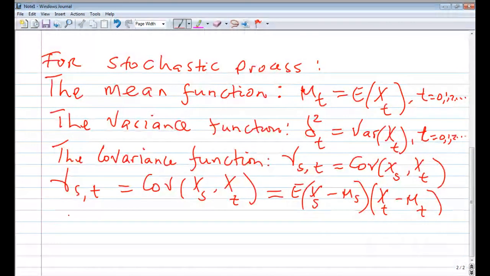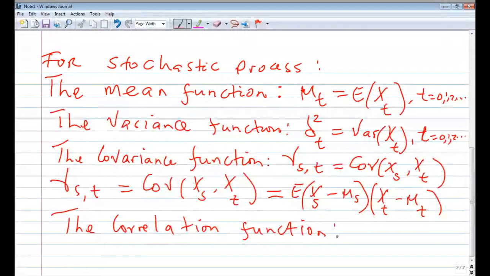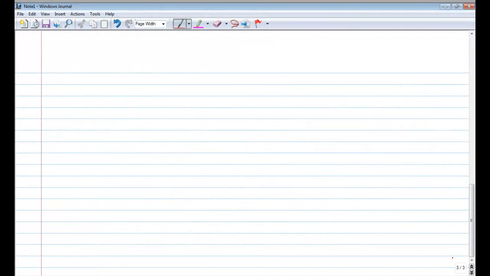Now the correlation function. So how do we define the correlation function under stochastic processes? Okay, let me just go to the next page because in this regard, the space is very small. Do you allow me to do that? Okay. Let me just go there. I'm talking about the correlation function under stochastic processes.